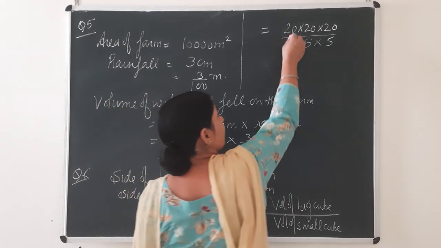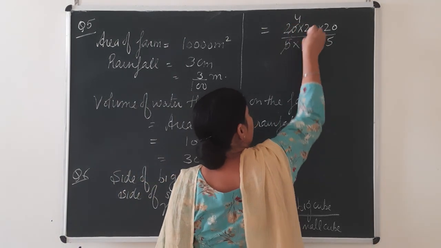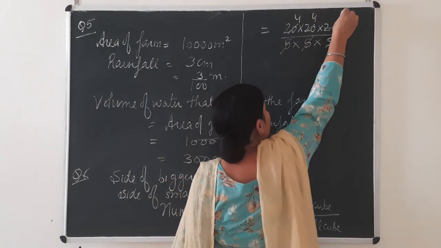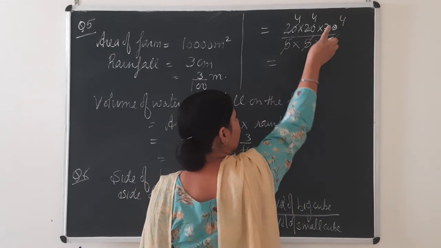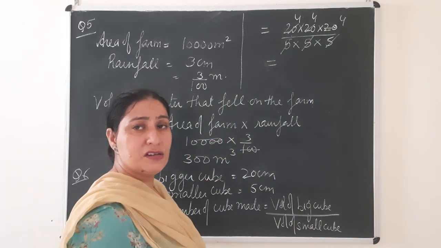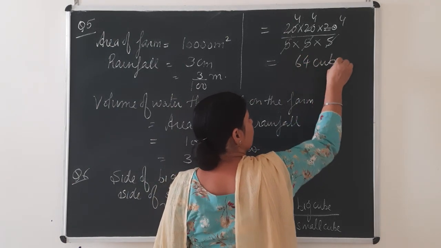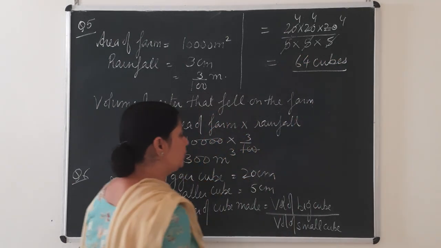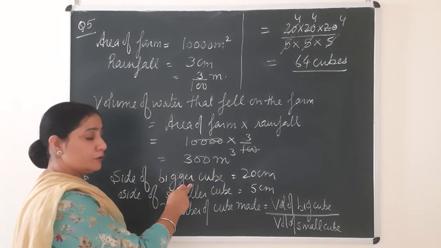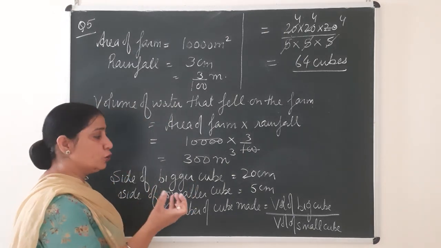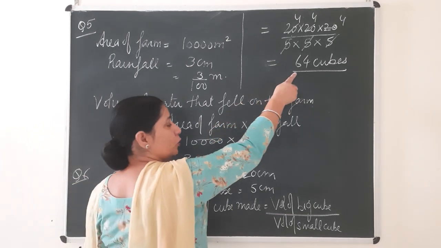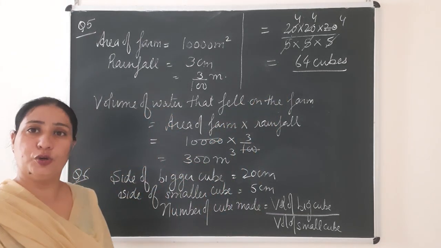Now what do you have? 5 fours are 20. Again 5 fours are 20. 5 fours are 20. So you got 3 fours, and 4 into 4, 16 fours are 64. So how many cubes can you make? You can make 64 cubes from the big cube. You will have 5 centimeter small cubes, 64 small cubes made from this one big cube.